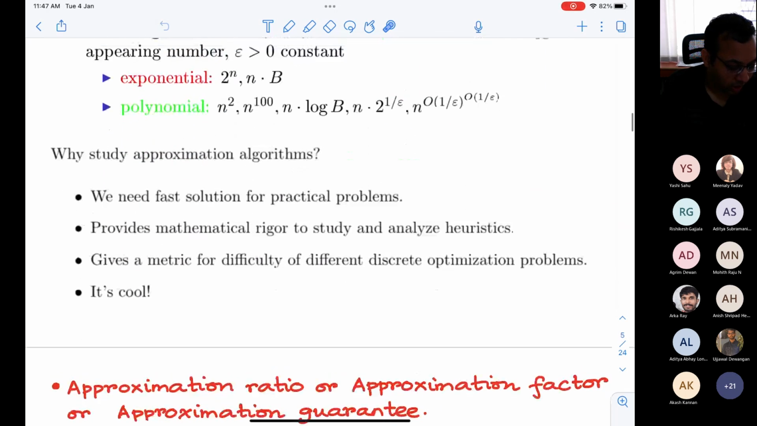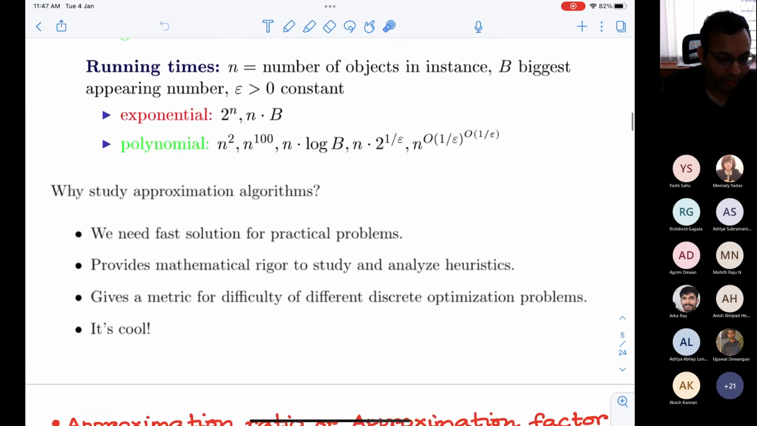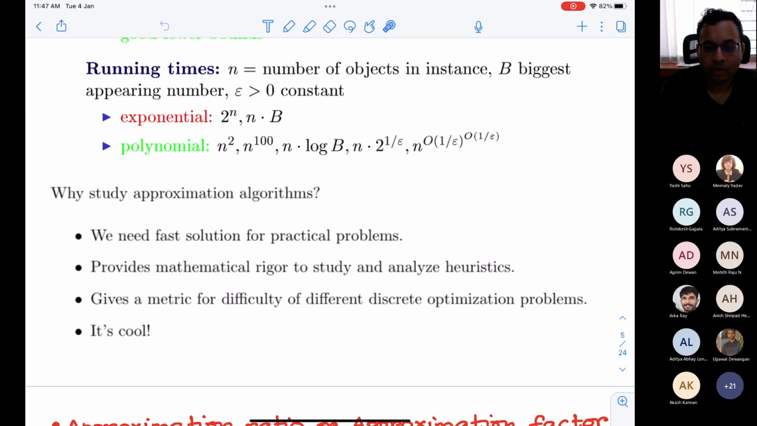Okay. So before starting, again, remember why we are studying approximation algorithms. We need fast solutions for practical problems, and we need some mathematical rigor to study and analyze heuristics. If you propose a heuristic, to explain why it works, you have to give some analysis. And it also gives a metric for the difficulty of different optimization problems. We'll see different NP problems can have different approximability. And it's a very cool area.